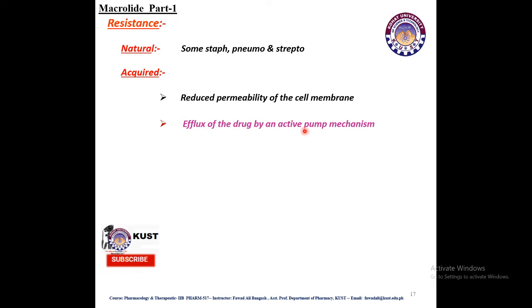Efflux removes the toxic substances of the bacteria from the body, to the outside. The mechanism of the efflux pump is to remove substances toxic to the bacteria. So the efficiency of the activity of this efflux pump is increased. So the efflux pumps also remove the antibiotic from the bacteria.